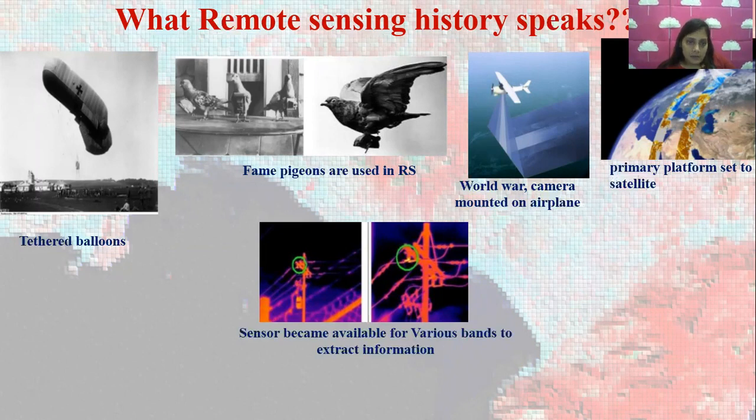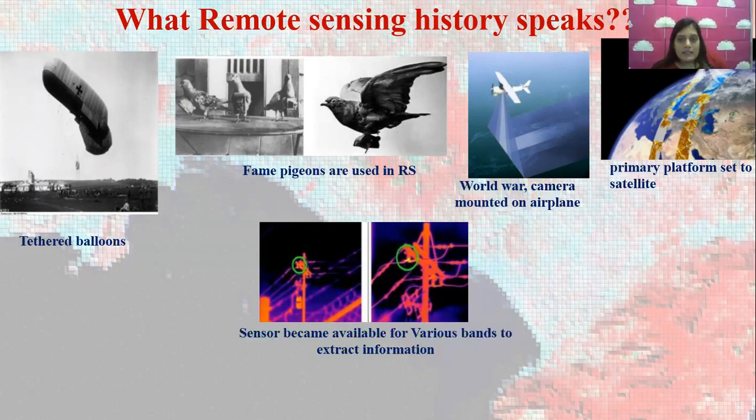It was a successful mission, showing that yes, we can gather information like this, exactly the same information, because the rays going and coming back are truly accurate to the level of information we want. Now here you can see the third image: a World War camera mounted on an airplane.